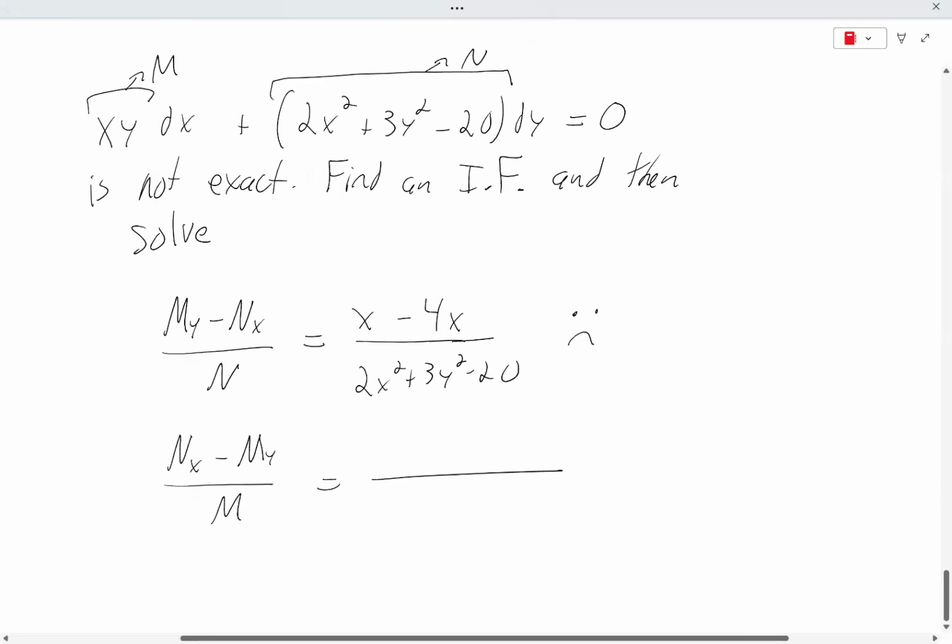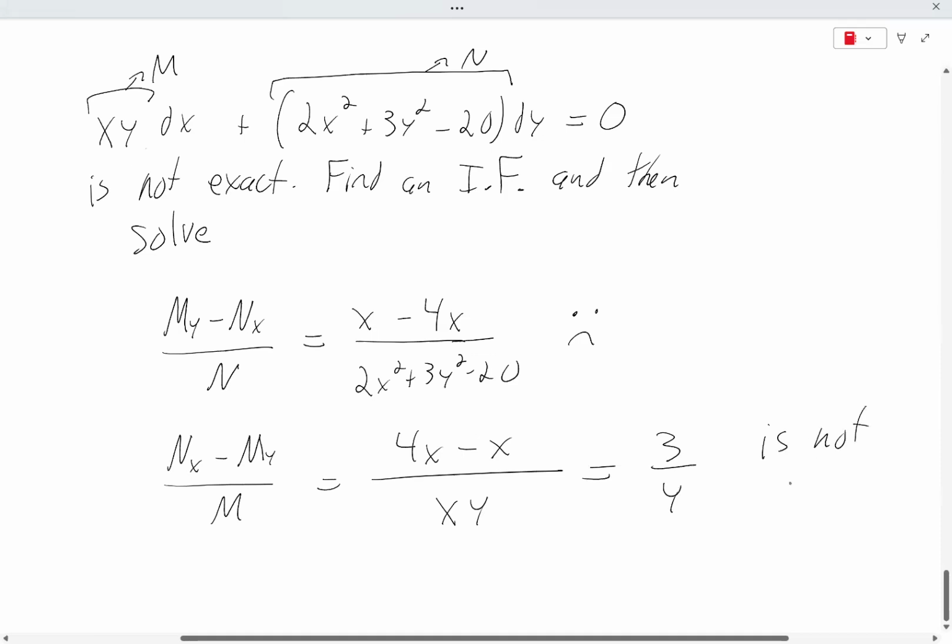N sub x is what? That's the 4x again, minus m sub y. What is that, x? Right, m sub y is x, over m. Now I put over m this time. And this now is nice. I get 3x over xy. It's going to be 3 over y, right? So you get 3 over y here.